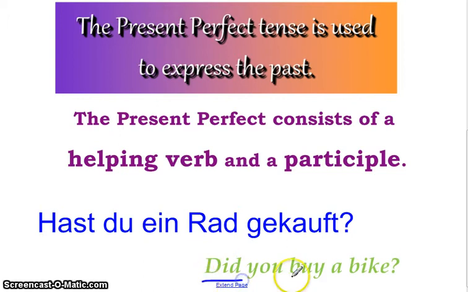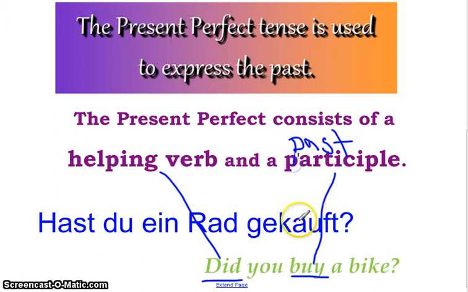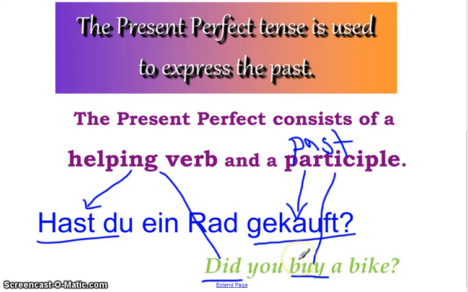So, did you buy a bike? Did is a helping verb. And then buy is the rest of the verb. Sorry, this should be a helping verb and a past participle. In German, it would be simply Hast du ein Rad gekauft? So the helping verb is haben, and the past participle is gekauft. And if you think about it, did buy is kaufen. The past participle becomes gekauft. Kaufen, gekauft. Hast du ein Rad gekauft?